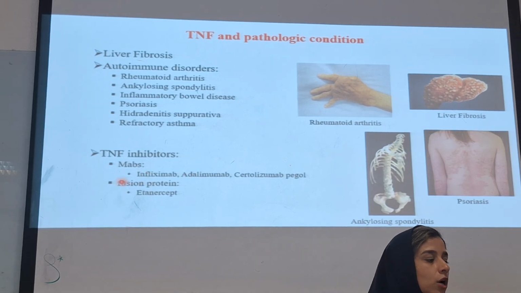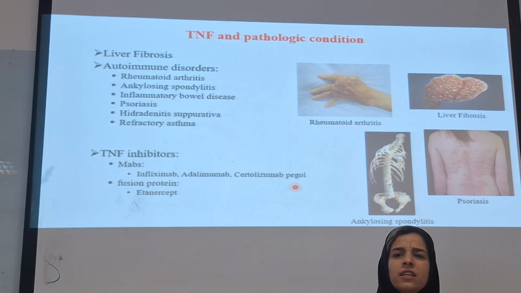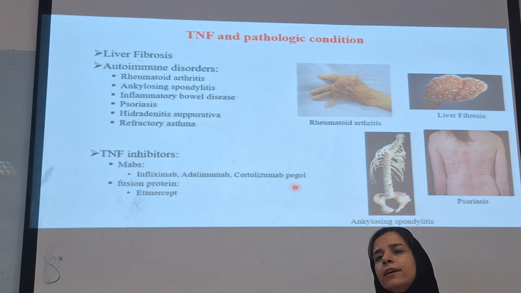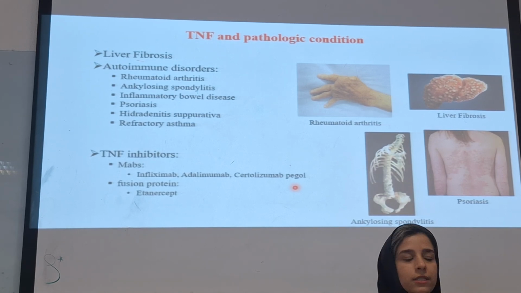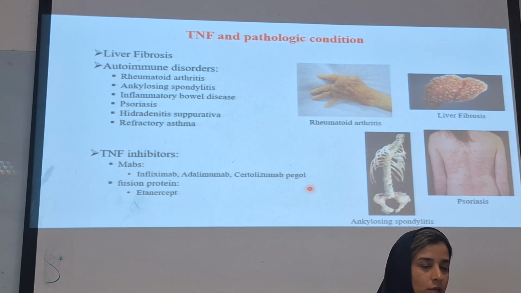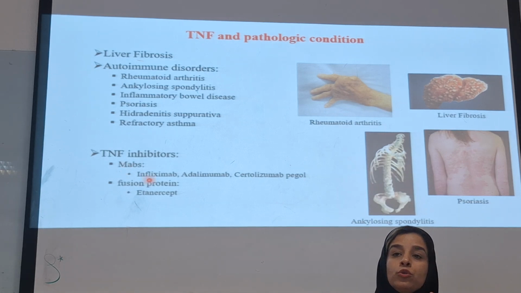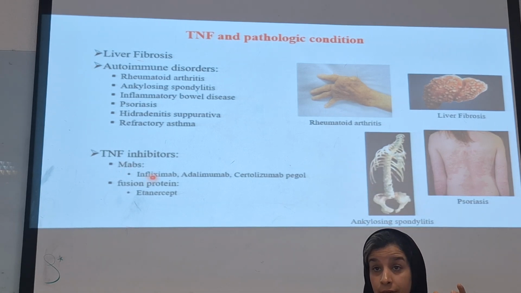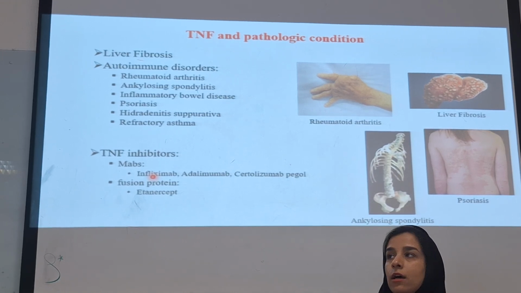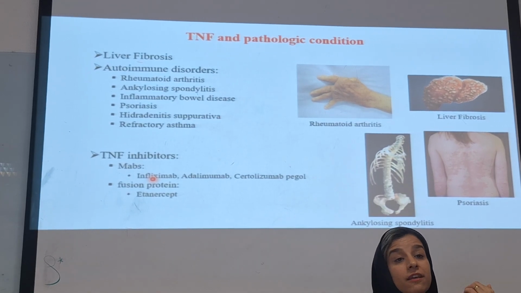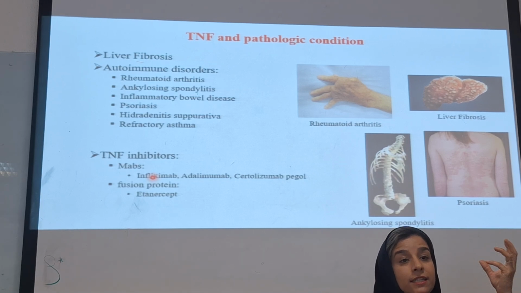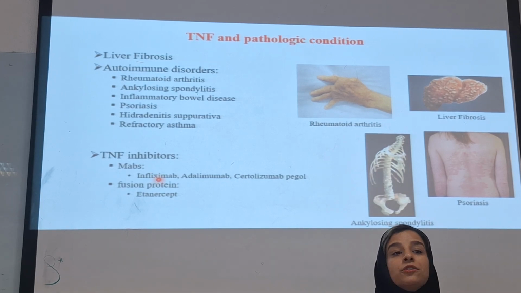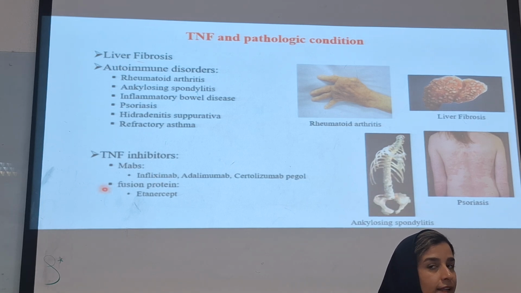And these inhibitors are some monoclonal antibodies like infliximab, adalimumab, certolizumab. They are the commercial names for TNF inhibitors, monoclonal antibodies that doctors are using in hospitals. These antibodies bind to the TNF receptor and, as an antagonist, inhibit the effect of TNF, blocking TNF binding to its receptor on the surface of target cells, inhibiting the TNF function.